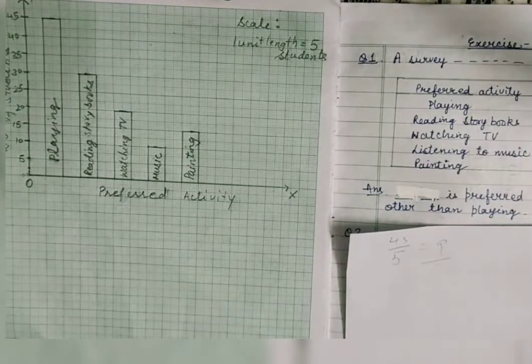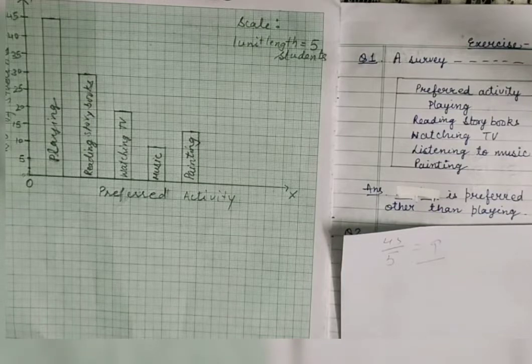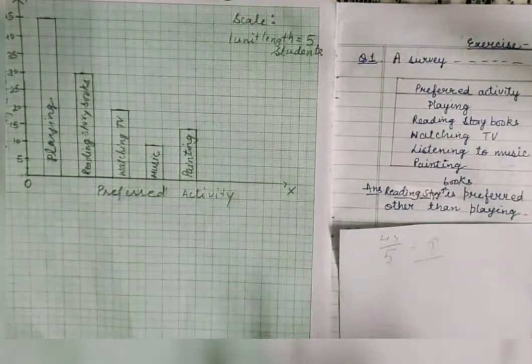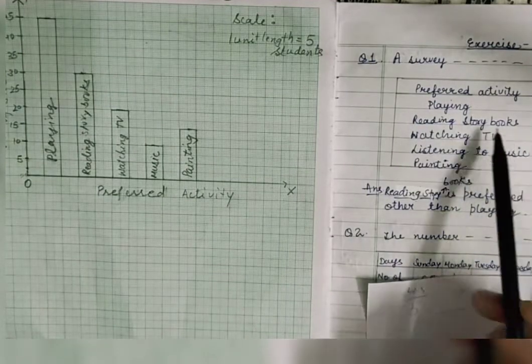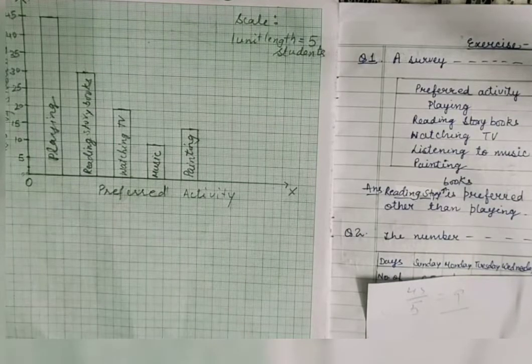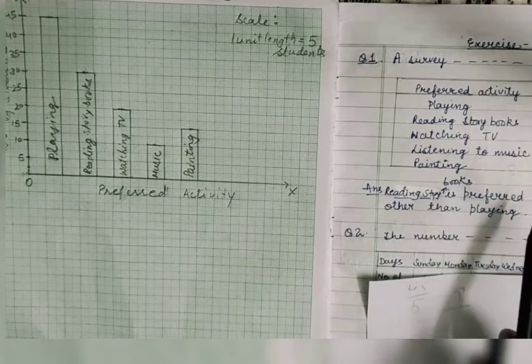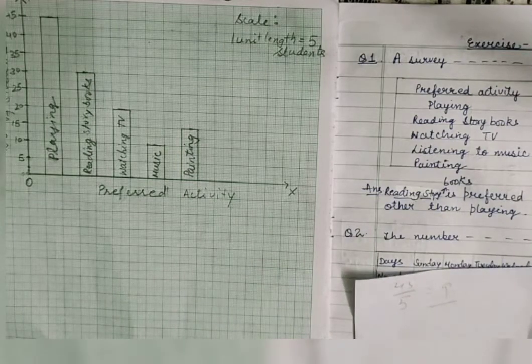So what answer can we write here? That reading books is preferred by most of the students other than playing. So here I have written the answer. You can also do it in a similar manner. You can write the answer on the ruled page and draw the bar graphs on the graph paper. So reading storybooks is preferred by most of the students other than playing. Now to understand more about the bar graph, let me tell you one more bar graph.